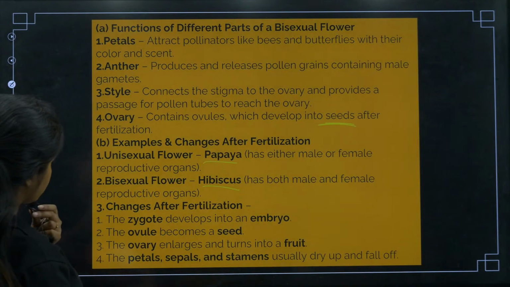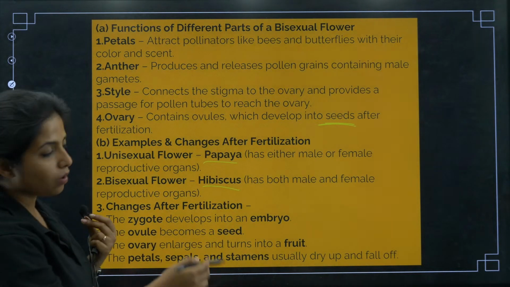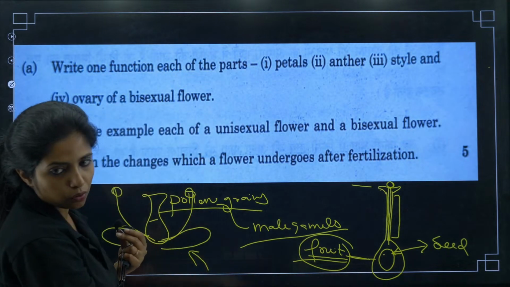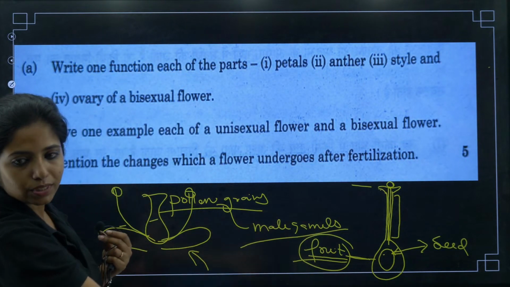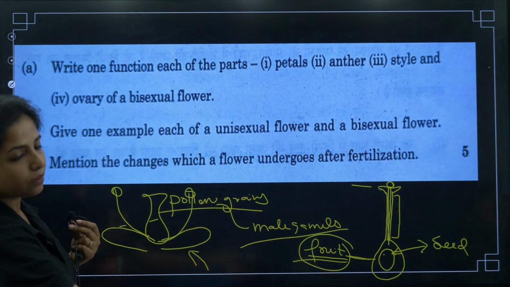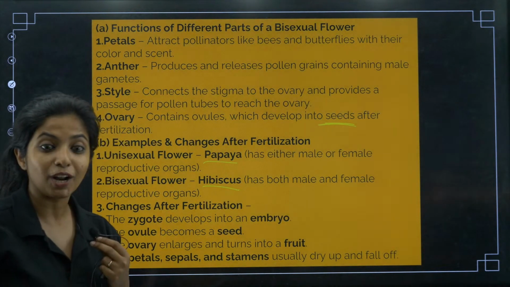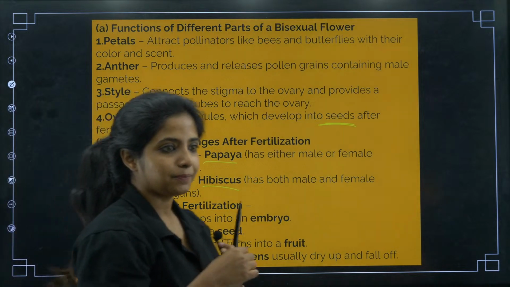There is no use of it, so they will be falling down. Apart from it, what else do you have to write? So zygote will be developing. Obviously, if fertilization is happening inside this, a zygote will be developing into an embryo, and the seed, ovule into a seed, ovary into a fruit, and the petals and everything fall off. So these are the 4 things that you need to write, and with that you get 5 marks.